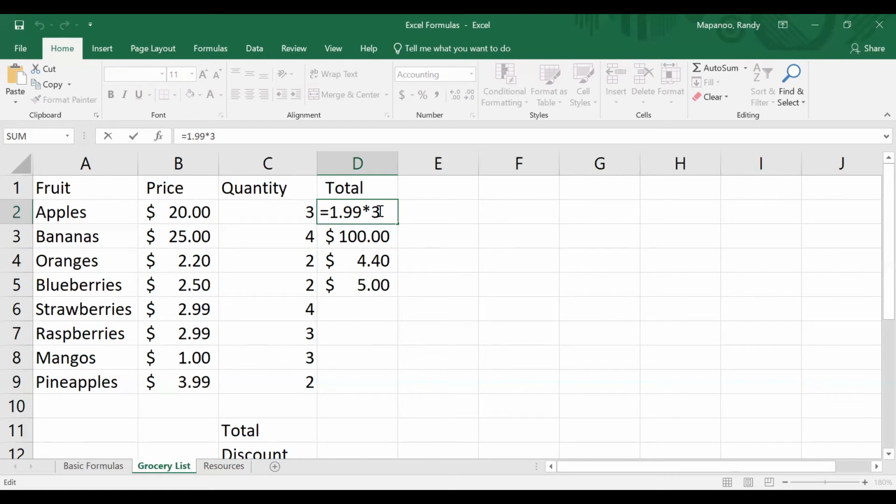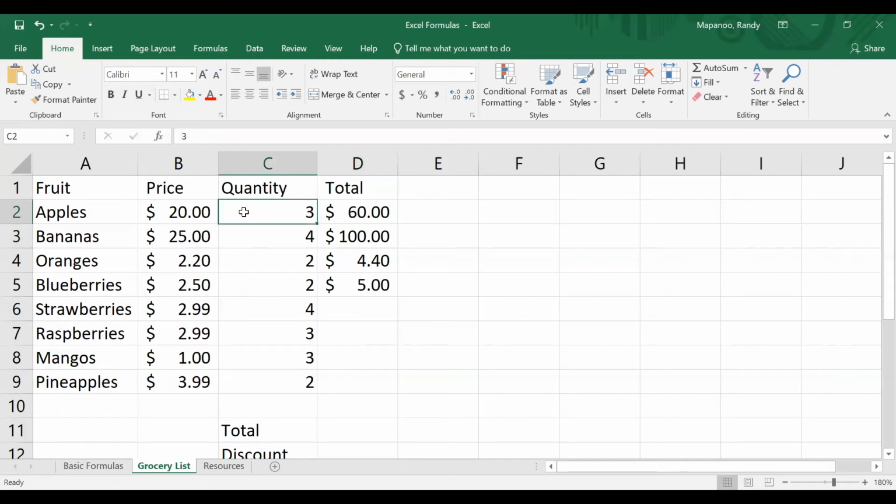So let me go ahead and clean this up here and use cell references. So I'll backspace that out. I'll take cell B2 and multiply it by cell C2 here. There's the new answer, $60. And now that I've used cell references here, that means I can change these. So maybe I only want to buy one apple. So then it recalculates it there.